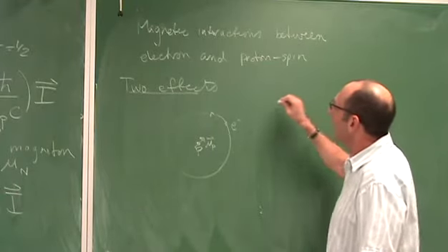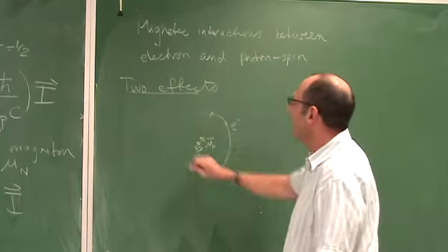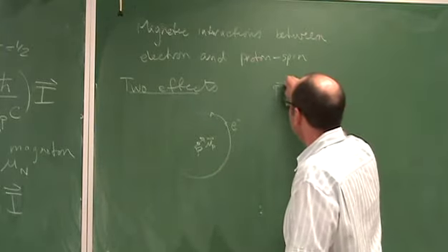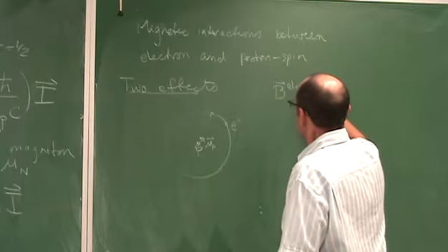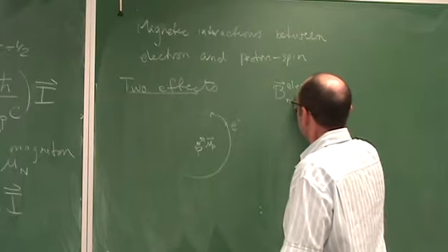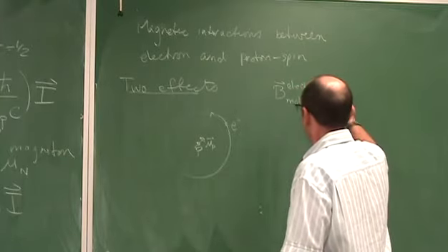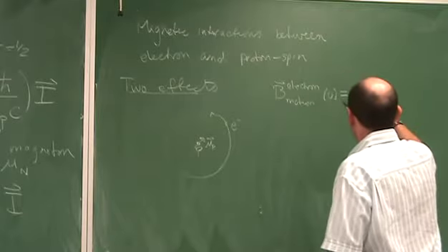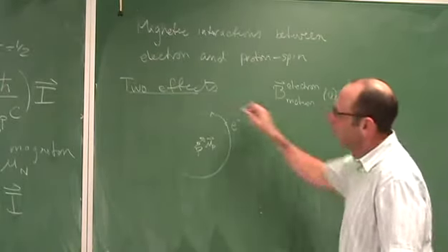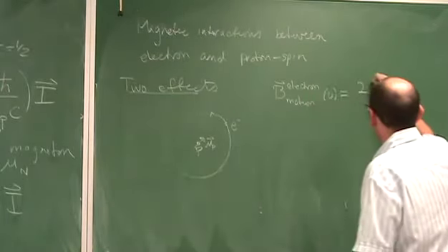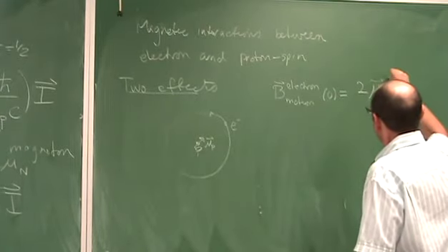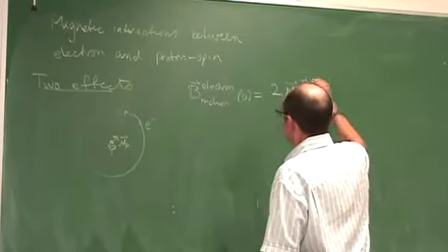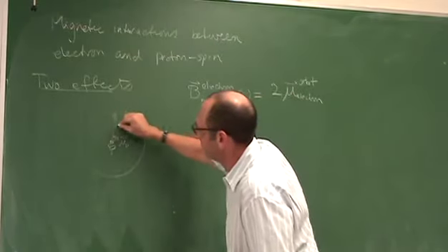What is that? Well, I can think about this as making a magnetic moment. So the magnetic field due to the electron motion at the origin is twice the magnetic moment associated with this current loop due to the electron motion, divided by this radius, Q.